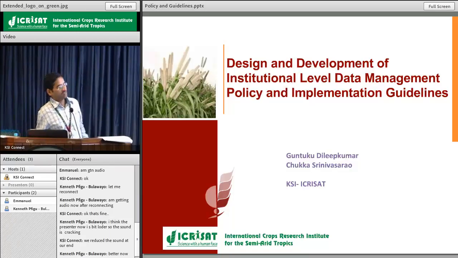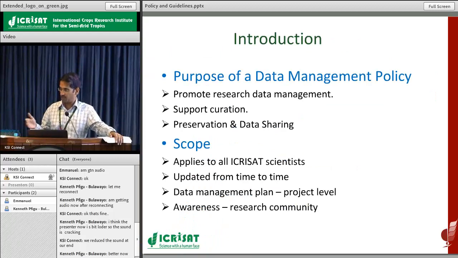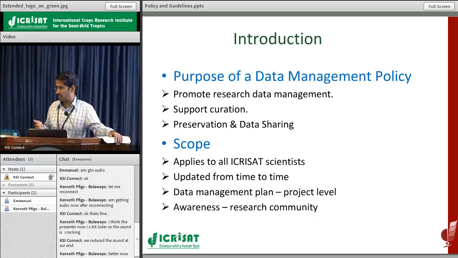The main purpose is to promote and support the curation, the quality check, and the long-run preservation, and of course, data sharing. And this applies to all the scientists, irrespective of which program or which project area they are in. And this policy has to be updated from time to time. Otherwise, there is no validity to the policy. According to the situation, it has to be updated.